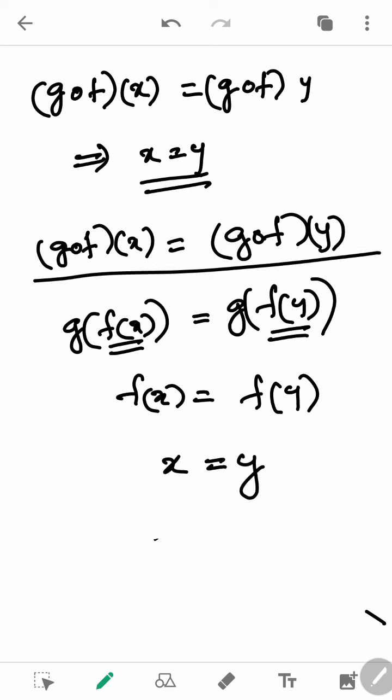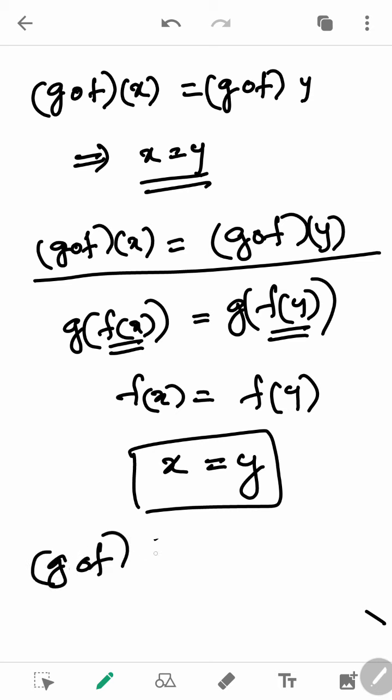Where did we start from? g composition f of x is equal to g composition f of y, and what did we get? We got x is equal to y. Therefore, g composition f is injective.